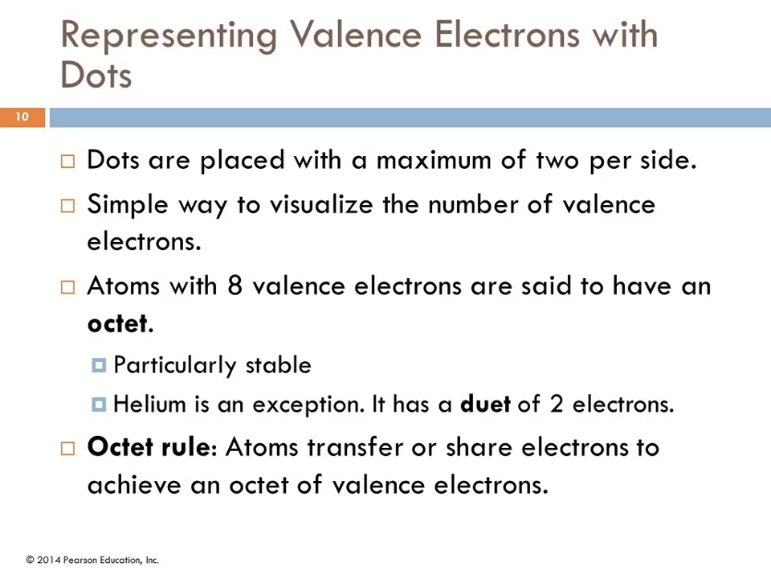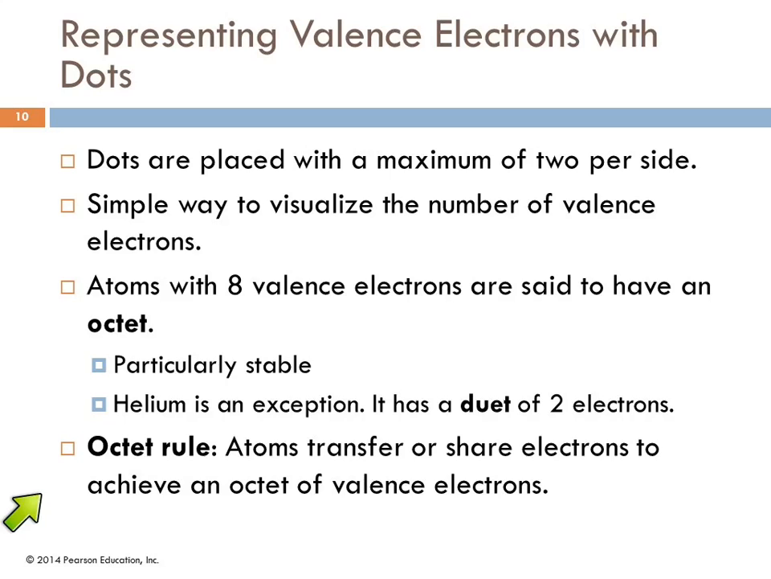That's good. Helium's an exception. He's one of those little guys. He has a duet of electrons. And then hydrogen is even smaller than helium. Hydrogen doesn't even try to get an octet. He's just trying to be like helium.